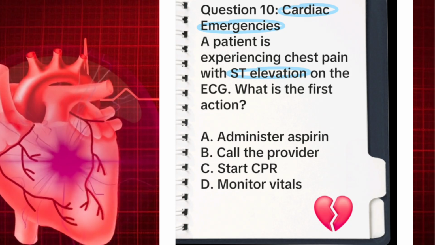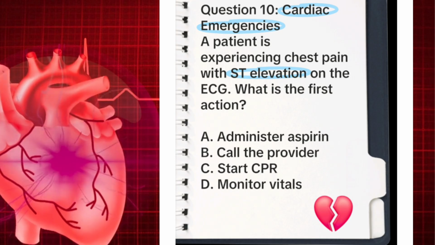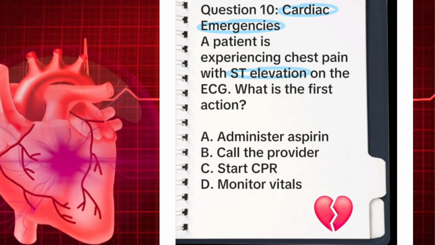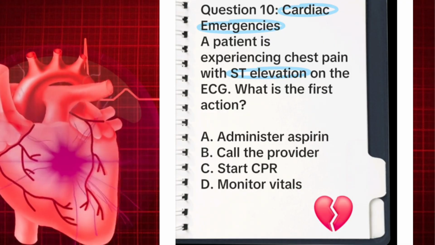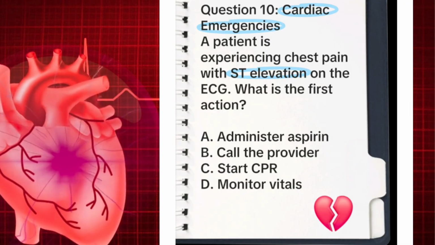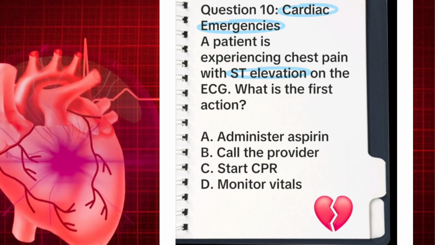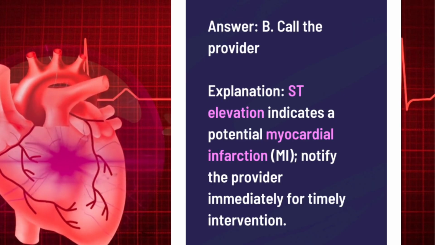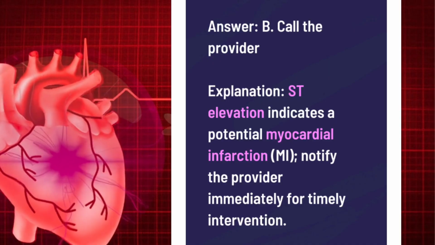Question 10, cardiac emergencies. A patient is experiencing chest pain with ST elevation on the ECG. What is the first action? A, administer aspirin. B, call the provider. C, start CPR. D, monitor vitals. B, call the provider. ST elevation indicates potential MI. Notify provider for timely intervention.